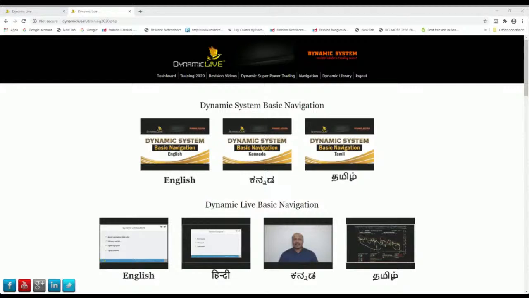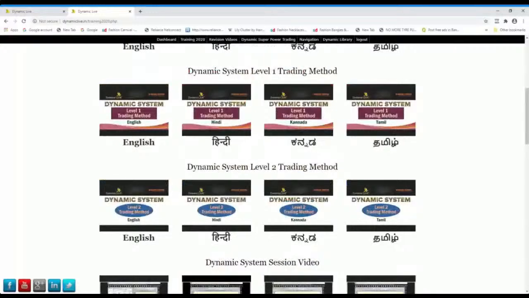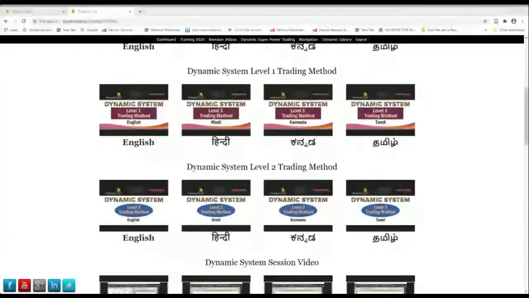And after that, scroll it down a bit further. Once you scroll it down, here you can see the dynamic system level 2 trading method. So this is the positional trading method that I was talking about. But before you watch this, watch the level 1 trading method first, and then you can watch the level 2 trading method. Then it becomes very easy for you to learn and understand this. So these are the 3 videos related to dynamic system.